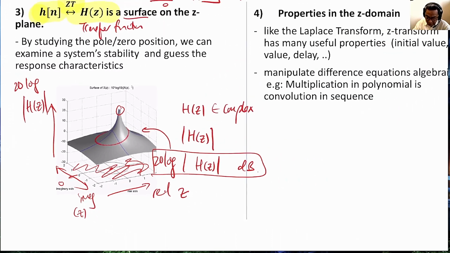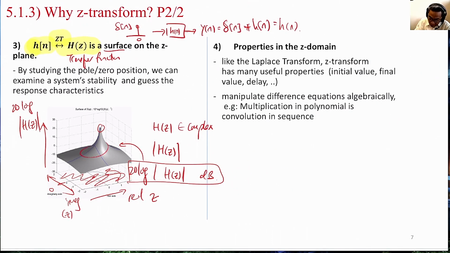Okay, now with this surface, we can study where the peaks are and where the valleys are, and it will tell us the stability. And we can even guess the response when we have plotted the pole and zero diagram of H(z). And finally, when we convert h(t) to H(z), or when we convert x[n] to X(z), we can use the Z transform properties.